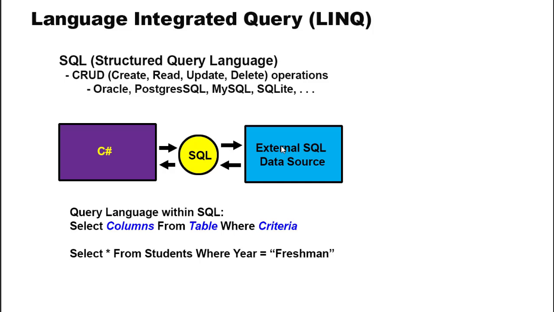And that's probably what we mostly do with SQL. And so there's a query language within SQL, and the format is select the columns we want from the table, and then some criteria, where the criteria is. And so a statement might be something like select asterisk or star, that's going to get all the columns of the table, from students, that's the name of the table, where year, it's one of the fields, equals freshman. And SQL is very efficient.